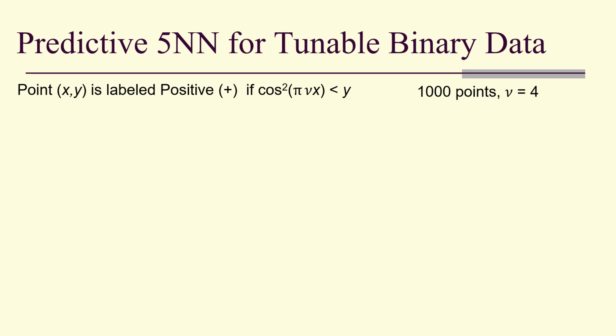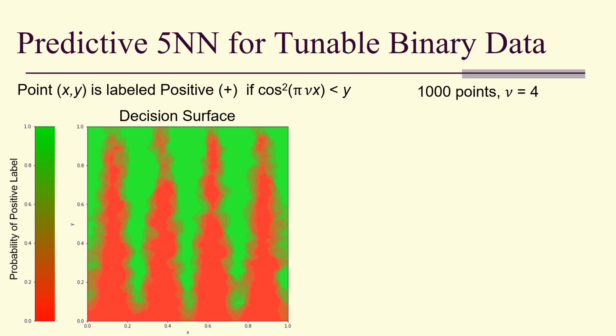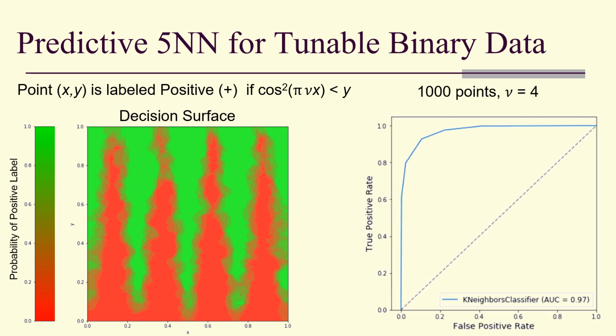So let's look at some examples. We've got 1,000 points, n equals 4. We're looking at our tunable binary data. A point x, y is labeled positive if cosine squared of n pi x is greater than y, but our predictions are going to be confidences in that positivity. So here's our decision surface, and you can see from the color bar how the colors are to be interpreted. And here's our receiver operating characteristic. 97% area under the curve. And notice our best threshold is 0.6.